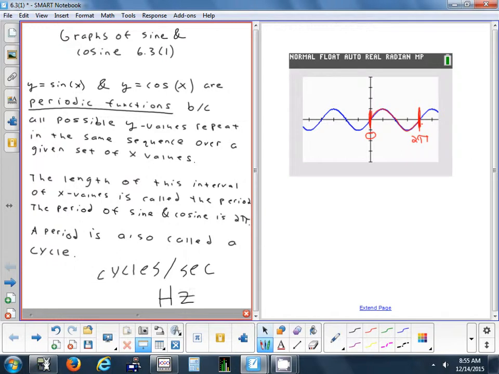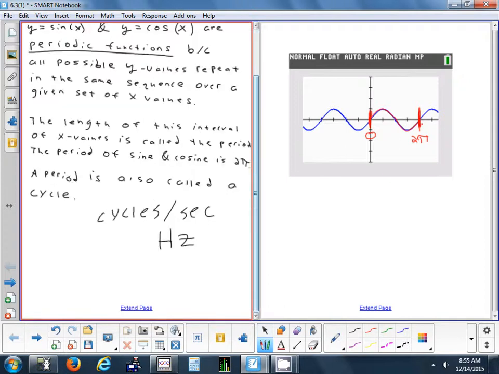Kilohertz. Anybody know? Have you seen that before? Hertz, with a 0 under it. Okay, so hertz is a measure of how many cycles per second. In the case of alternating current, it's how many times the current is alternating per second. So 60 is the normal number that we have in the US, 60 hertz.